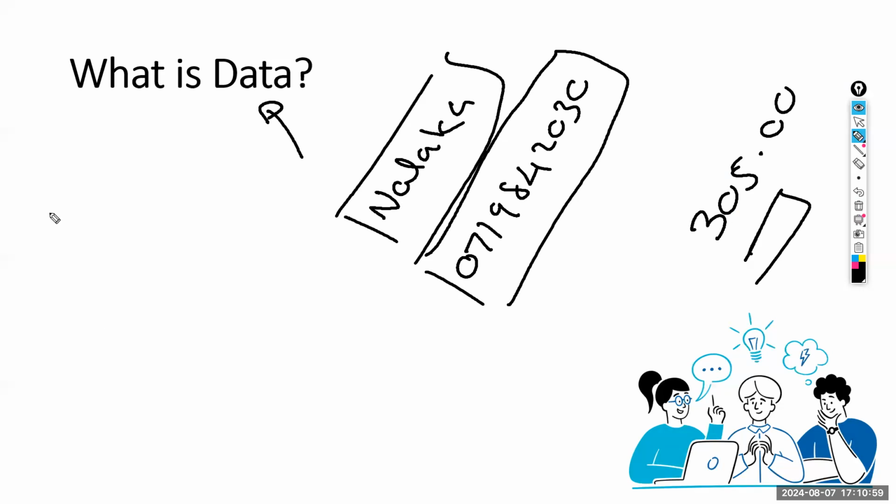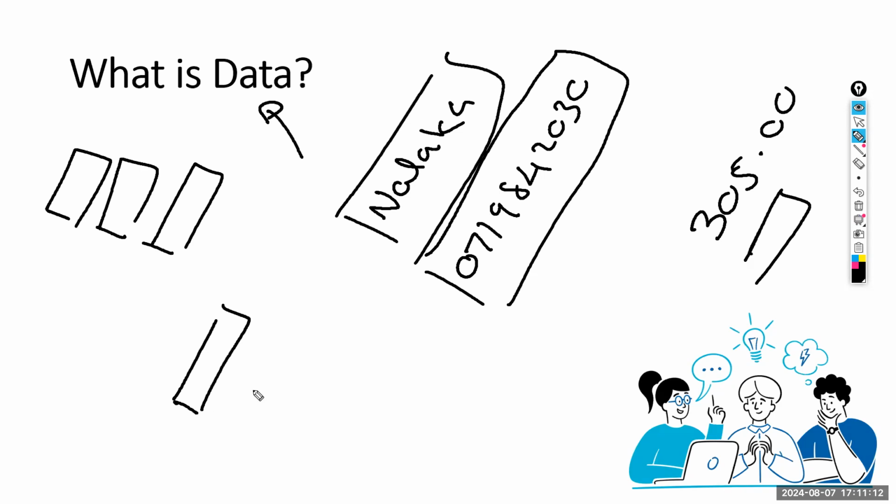So as a student, your name is a data. Your contact number is a data. Your email address is a data. If you have a bank account, the account number is a data. The account balance is a data. The account type is a data.